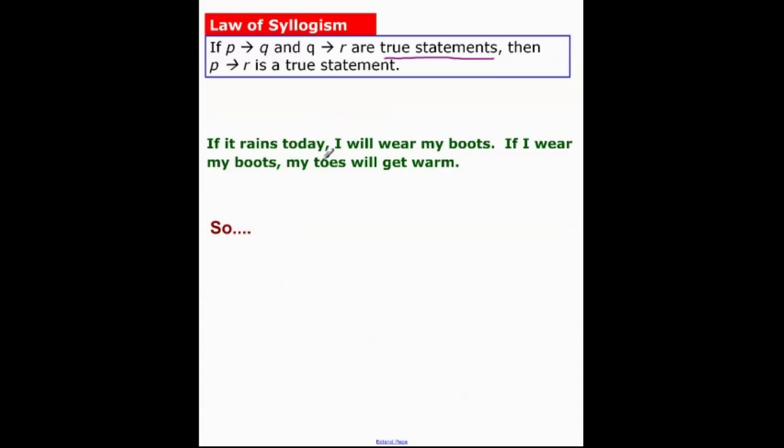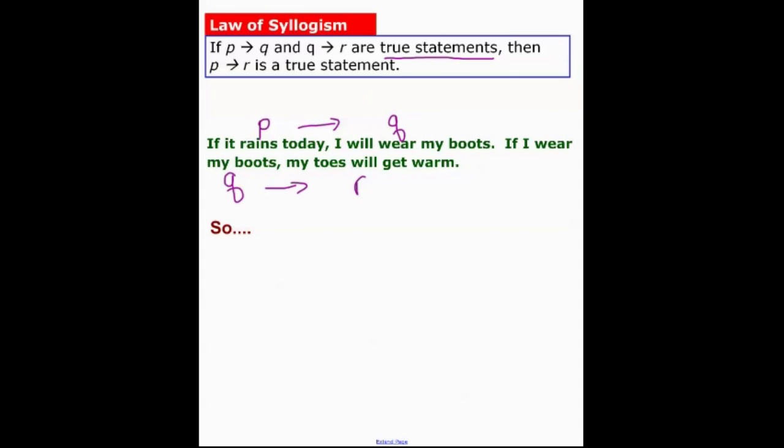So let's take a look at this example. If it rains today, I will wear my boots. Now let's slow down and do my P's and Q's just like we did in the previous lesson. Here's my P, then Q. Well, I will wear my boots is Q. Well, guess what? If I wear my boots, it's still Q. It didn't change. But since we already used Q, we're going to have to use the next letter in the alphabet. My toes will get warm. There's R. So if Q, then R.